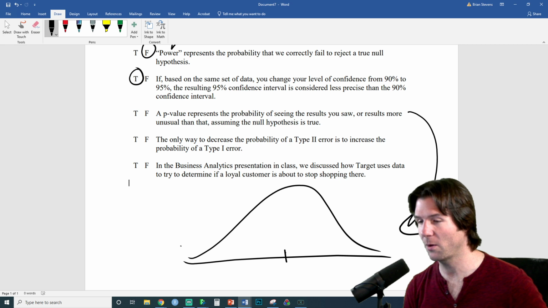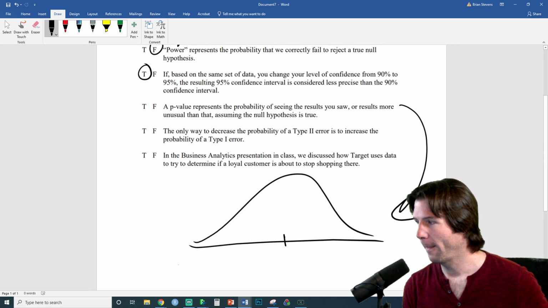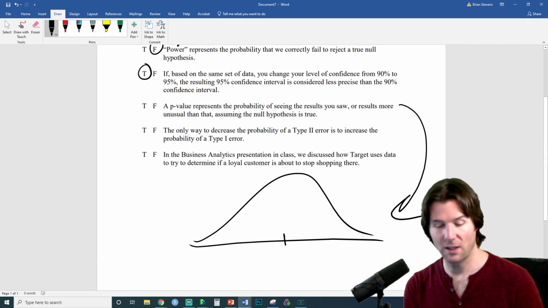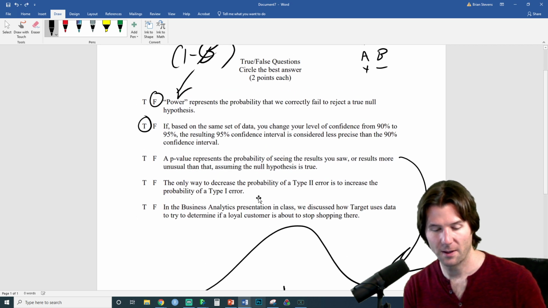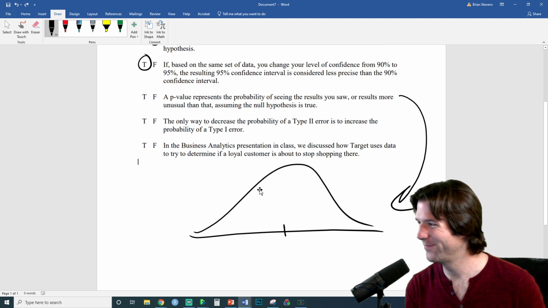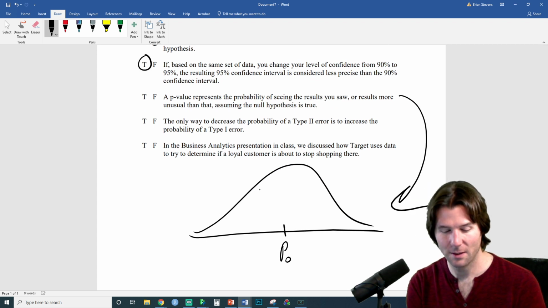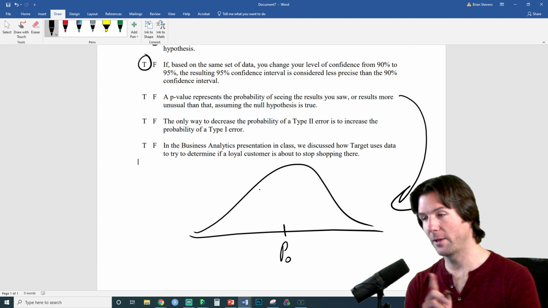Kind of. You're kind of right. You're very close, Sarah. It could be a mean. Here are the things it can be. It can be mu naught. You know what it can also be? It can be p naught. It can be mu naught. There we go. You guys got it.